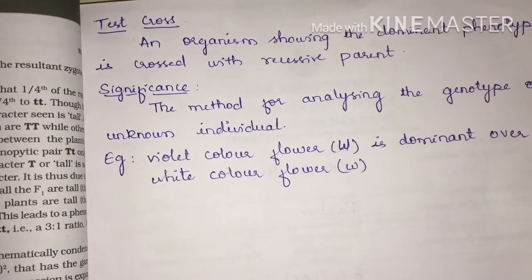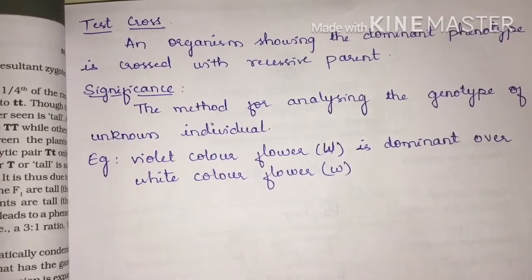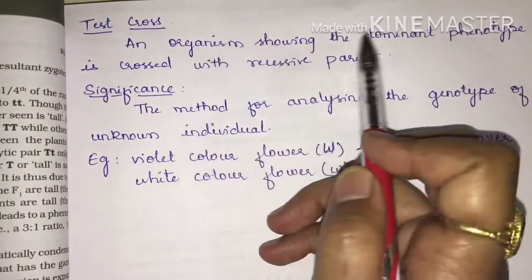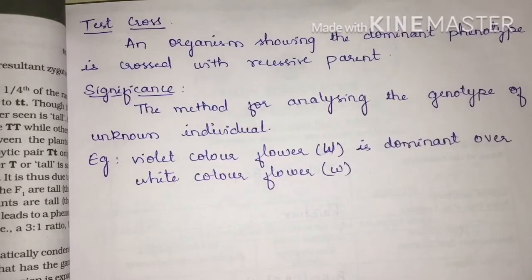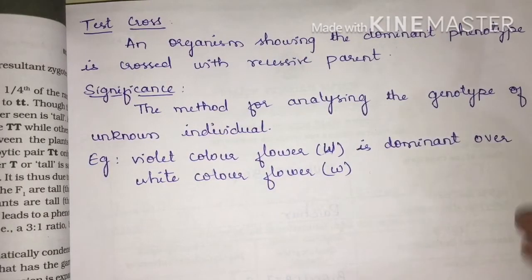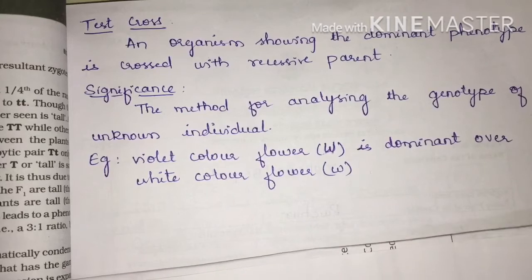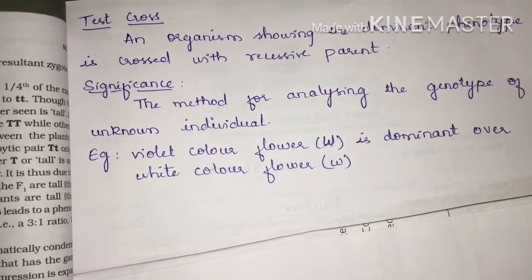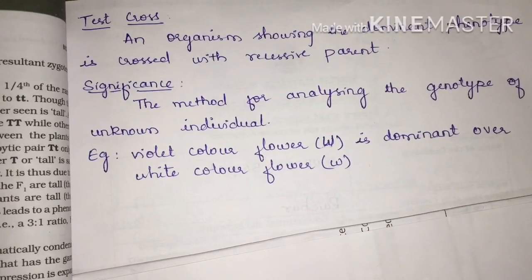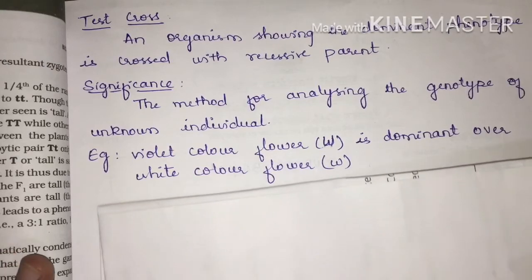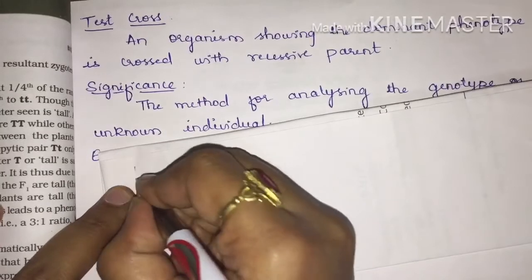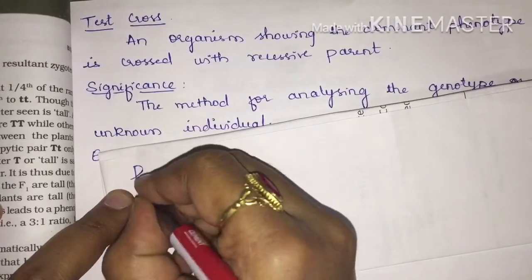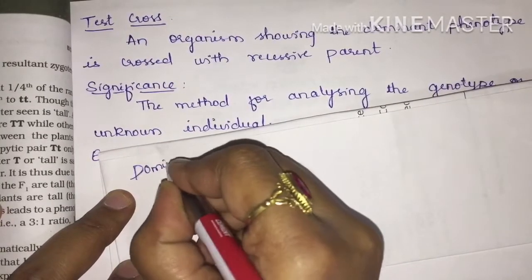Here, the definition of a test cross that I have given is: an organism showing the dominant phenotype is crossed with a recessive parent. Dominant and recessive I have discussed in my previous videos. You can go to those videos if you have not seen them. But here I am going to discuss some more information related to dominant and recessive.